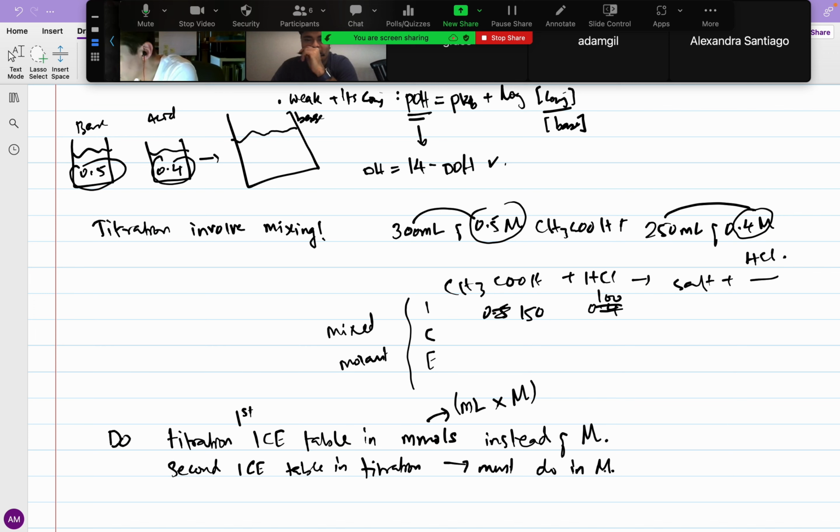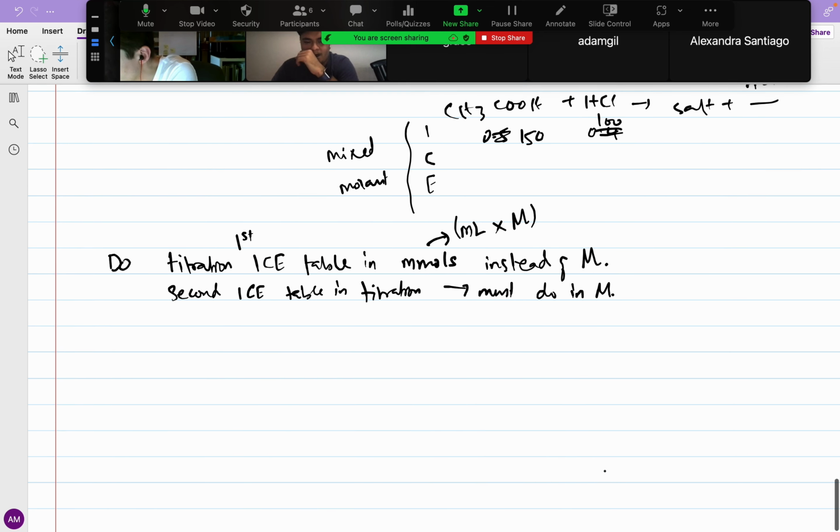Which means to go from the first ice table to the second one, you need to convert your millimoles back to molarities. But I promise you that is easier than converting both of your initial individual molarities to combined molarities using the dilution formula. Okay, so let's put all of this into action and end it there. Here goes.